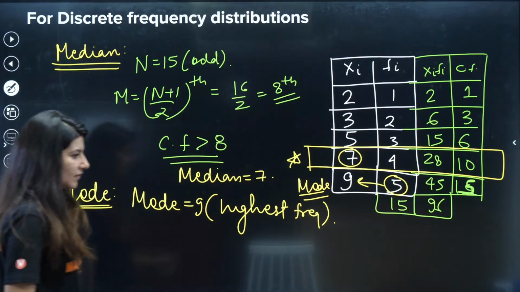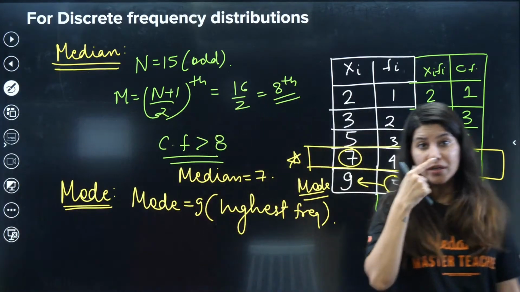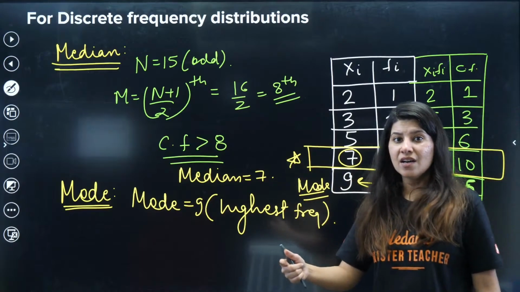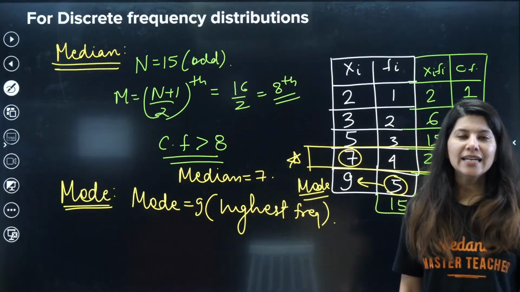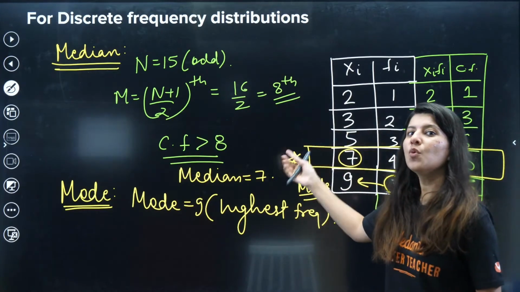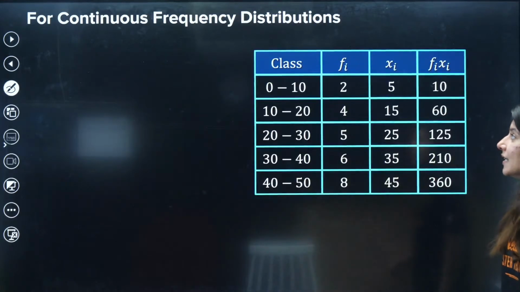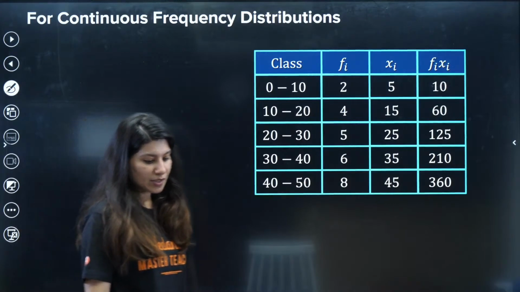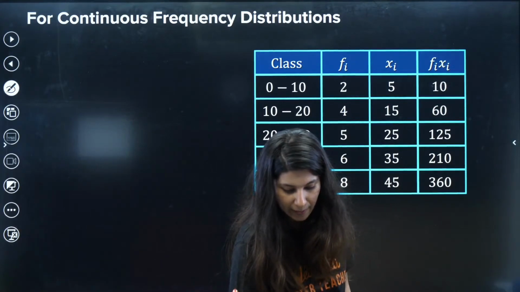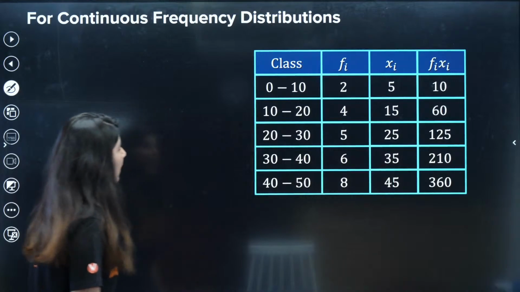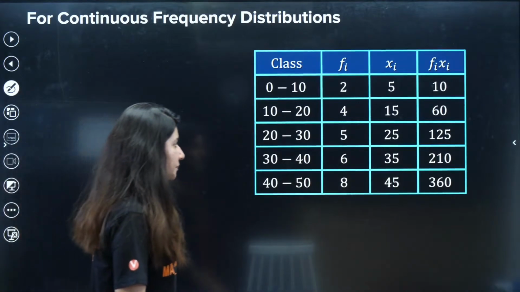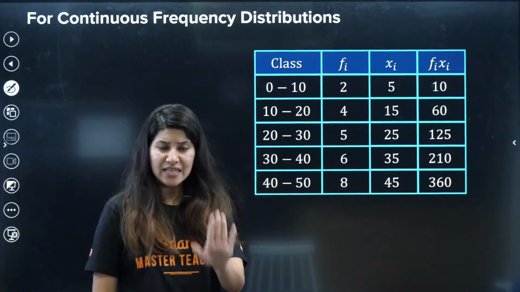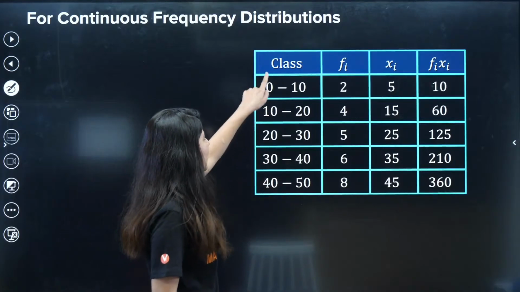Yes. So till now we have studied how to calculate mean, median, mode for ungrouped data, and how to calculate mean, median, mode for discrete frequency. Now for continuous frequency distribution, how to calculate median. So basically for mean for continuous frequency, suppose you have a class.